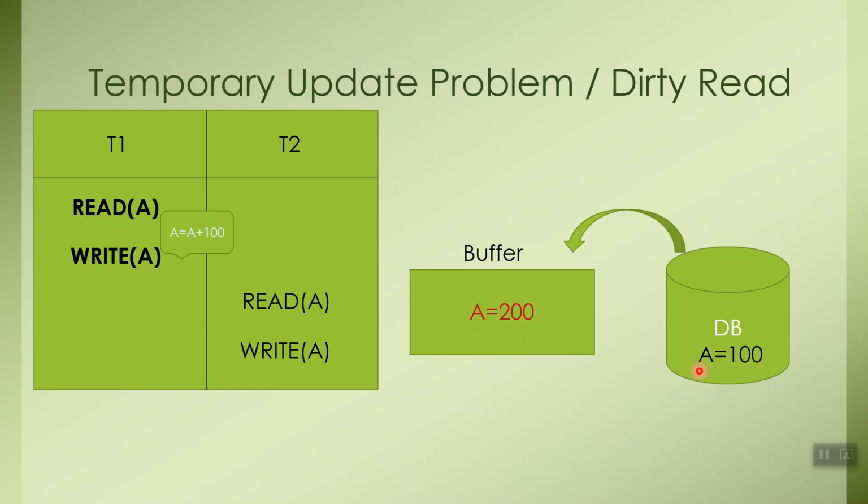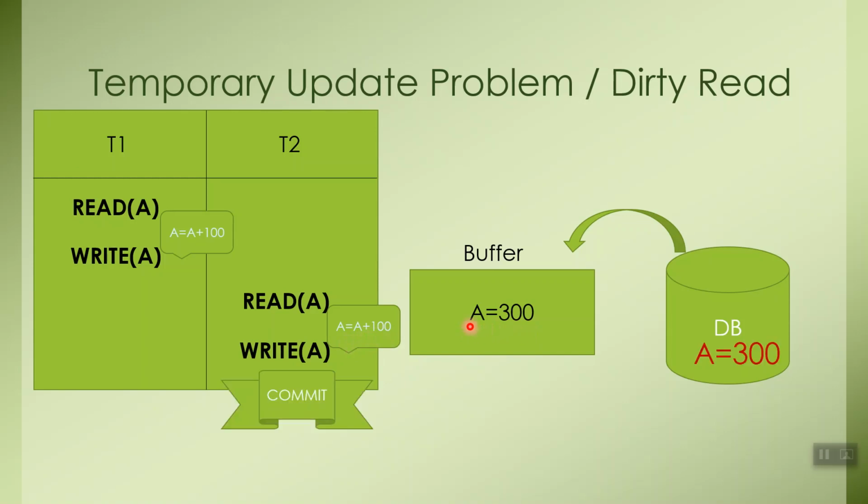Then T1 performs the write A operation, where write A is going to perform A equal to A plus 100. So now this buffer value has been incremented by 100, therefore A is equal to 200. Okay, then the context switch happens, and then T2 reads the value of A from where? From the buffer, which is 200. That means T2 is reading the value which was updated by T1. Then T2 performs the write operation. It again increments the value of A by 100. So the value of A will become 300.